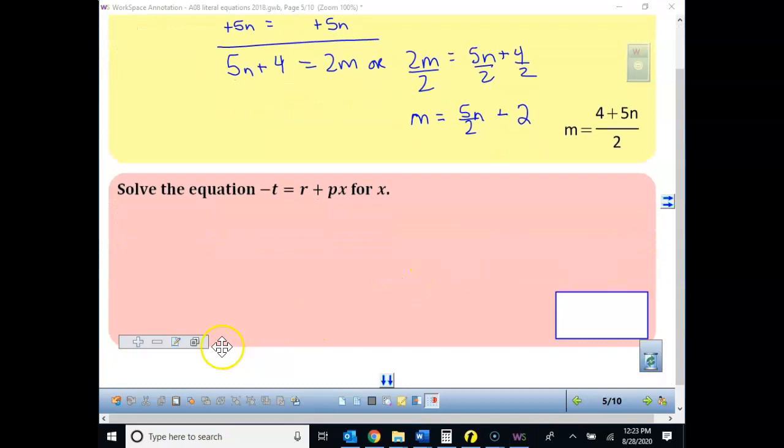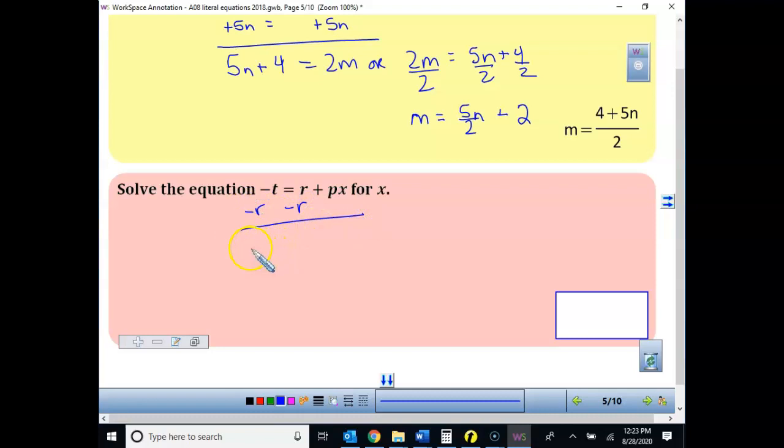Again, pause the video and try this next one. I am going to do this one also for you, but pause it if you'd like to and try it on your own. Subtracting r from both sides, I get negative r minus t equals px. Could someone again have px equals negative t minus r? Again, just making sure your signs stay with it.